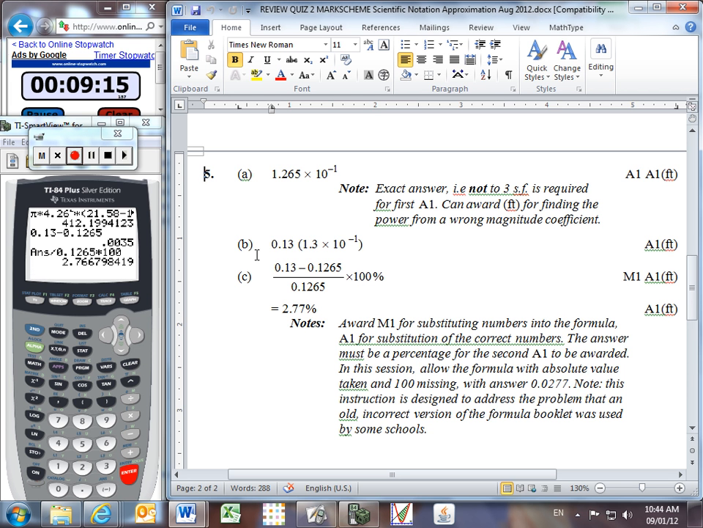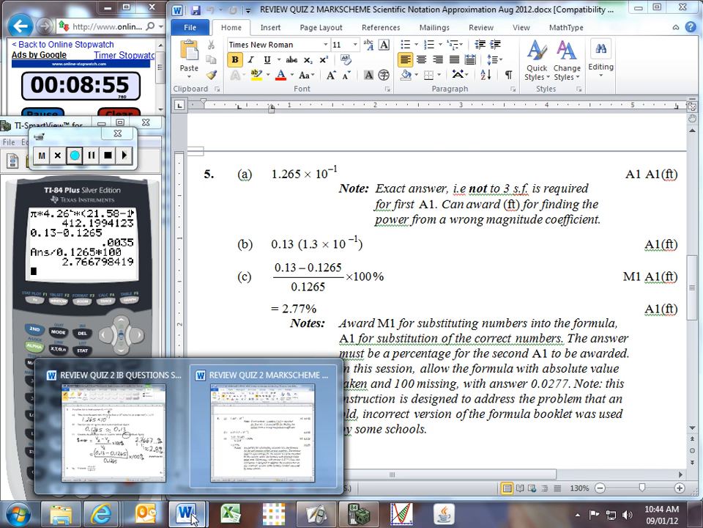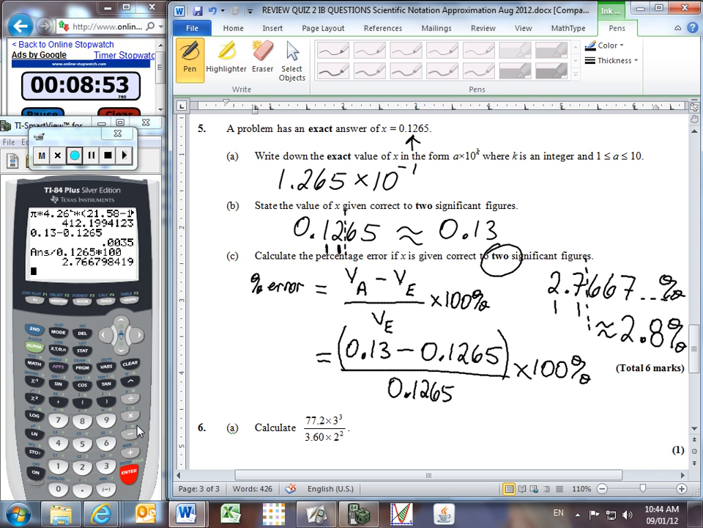And part C, you see that we took our approximate value, subtracted the exact value, divided also by the exact, and then multiplied by 100%. And, oh, this isn't right. No, this isn't right. The question said to round to 2 significant figures, didn't it? Yeah, the answer here is wrong.